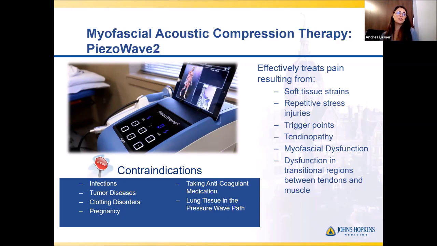The main contraindications here are really your infection, right? Tumor, clotting disorders, pregnancy, just because there are really high sound waves that are penetrating down into the tissues. Anything anticoagulant medication-wise, just because of the tissue vulnerability, and of course over the rib cage or over the lung tissue, right? Making sure that the path is not going straight to the lungs because that is air-filled, and we want to make sure that we keep the waves away from that area and not cause further issue.